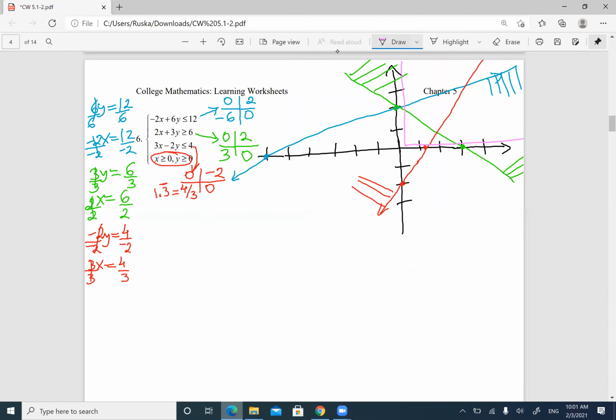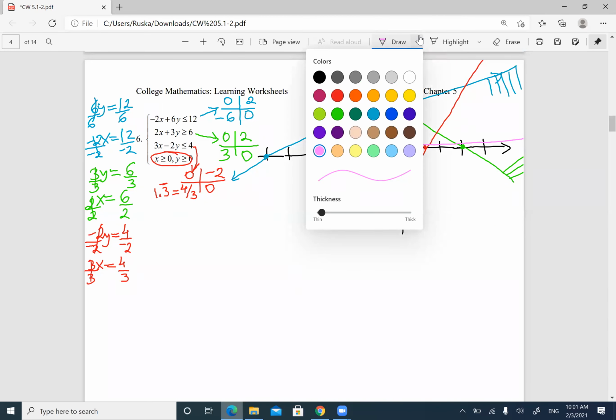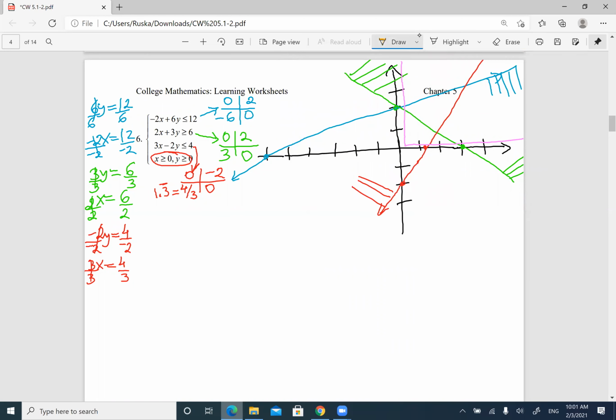Okay, so now, where is the area? Where is the common shaded area? No, that's the triangle in between the three. Between the three, that's right. So this is the triangle here, right? Okay, so is it bounded or unbounded? Bounded. Bounded.